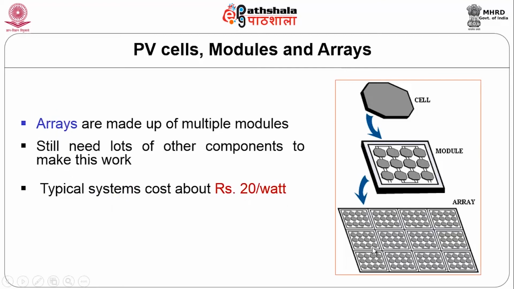Arrays are made up of multiple modules, and still need lots of other components to make this work, and a typical system costs about ₹20 per watt. Initially it was about 200 rupees per watt about 10 years back, and a few years back it was about 100 rupees per watt, and last year it was about 50 rupees per watt, and currently it has become 20 rupees per watt. Drastically the price of solar PV is getting reduced.